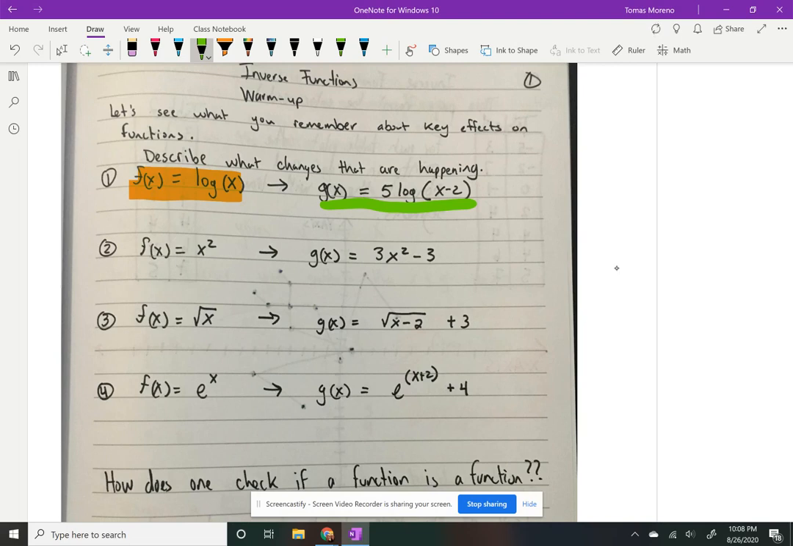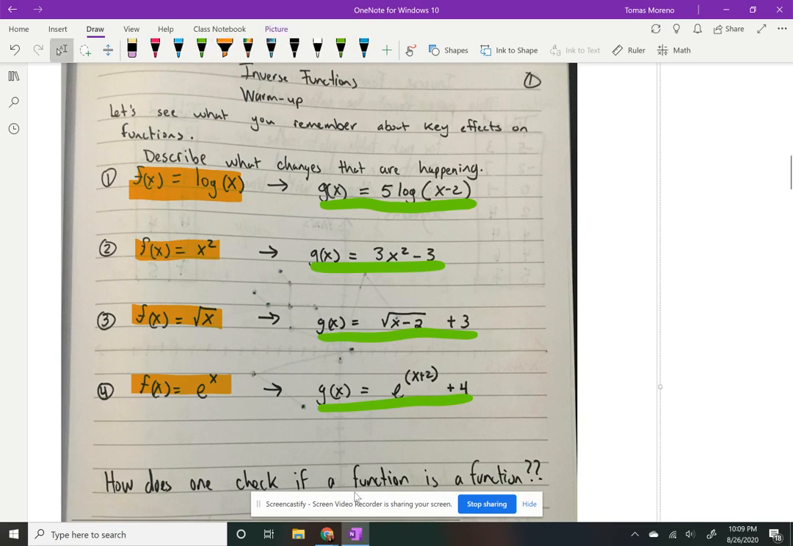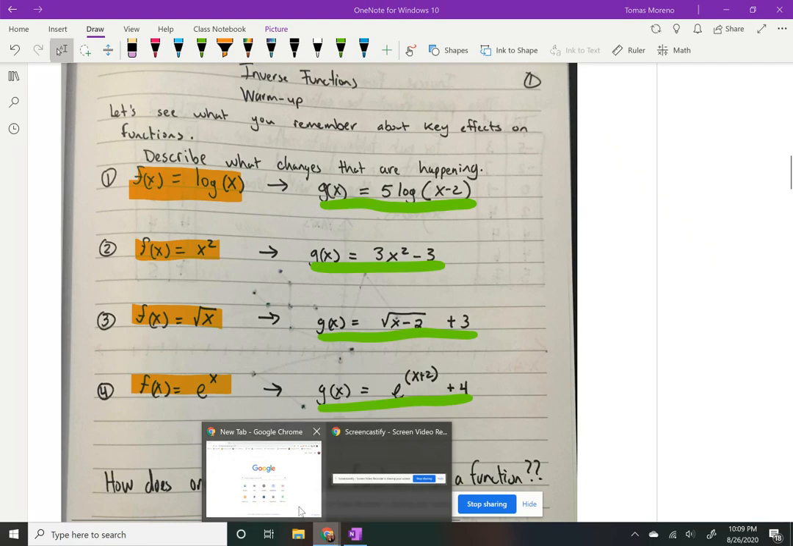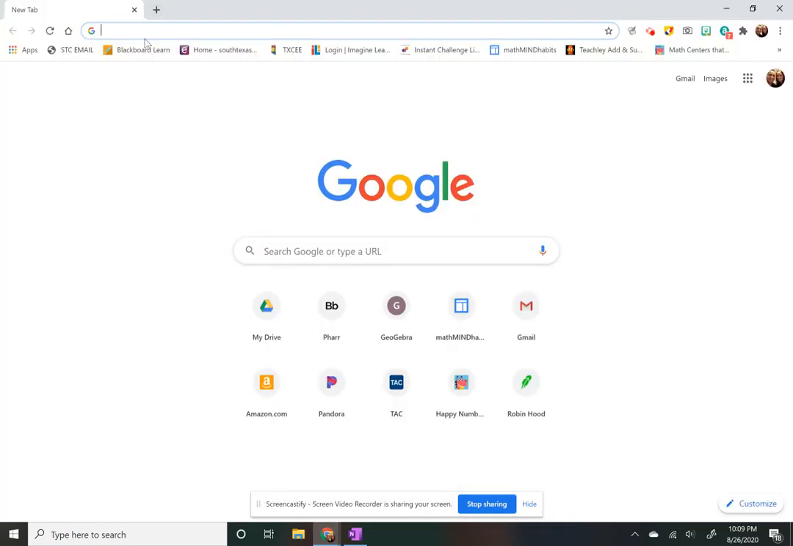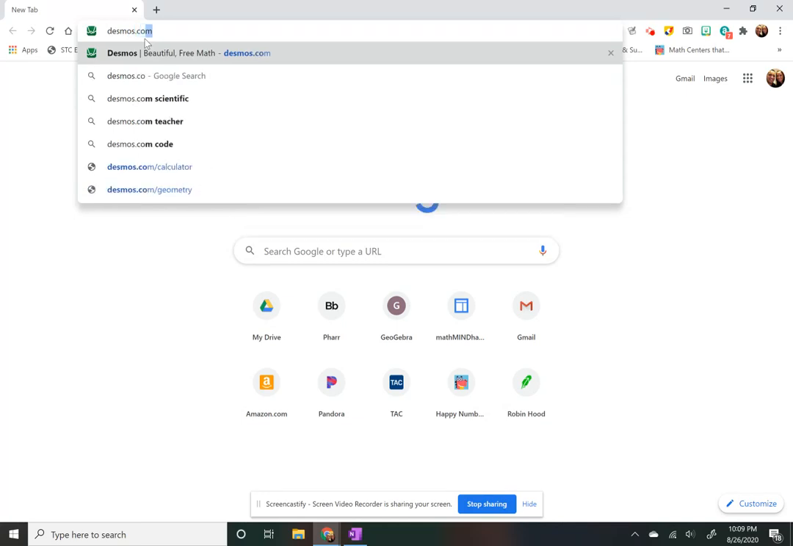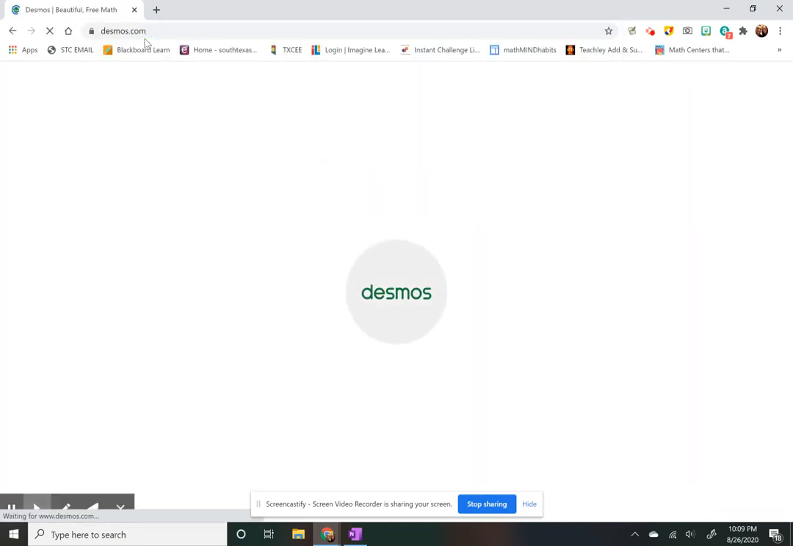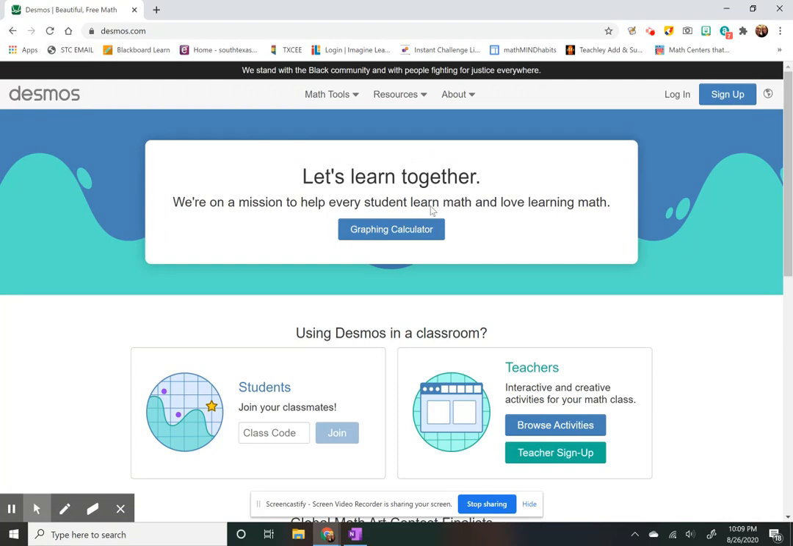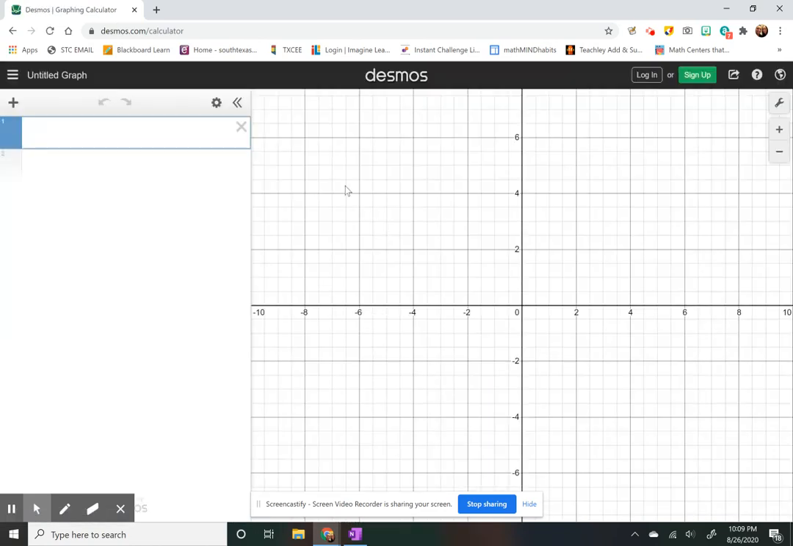You can do the same for number 2, right? You're going to put this in y1. We're going to do this several different times, right? And I want you to see the changes. Now, if you do not have a graphing calculator handy with you, you can go to the internet and go to desmos.com. Okay. So desmos.com is an online graphing calculator. And as you can see, it says right here, graphing calculator. So when you hit graphing calculator, it takes you to the graph.